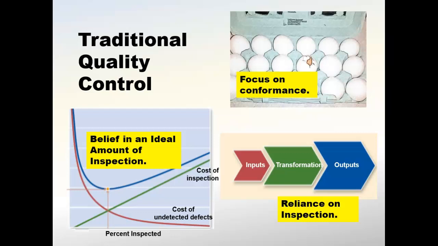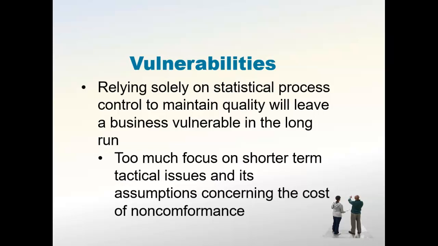And a traditional approach to quality is also founded on the idea that an ideal amount of inspections exists, some optimal amount of inspections that those full-time inspectors should be providing. Now, the traditional mindset is neither incorrect nor obsolete, but is usually considered incomplete for managing quality in modern times. Relying solely on statistical process control to maintain quality will leave a business vulnerable in the long run due to its focus on shorter-term tactical issues and its assumptions concerning the cost of nonconformance.